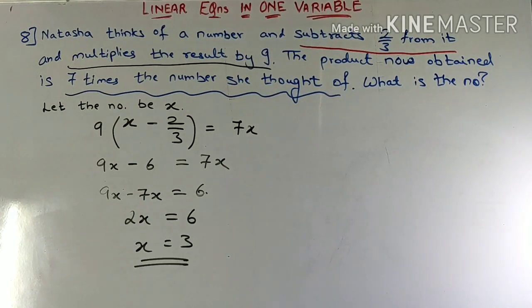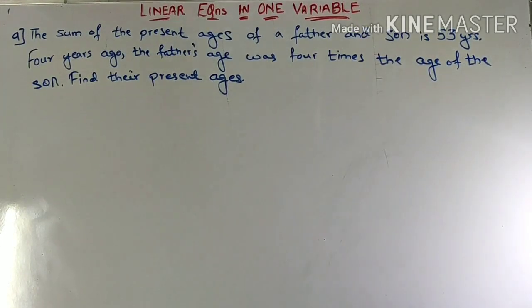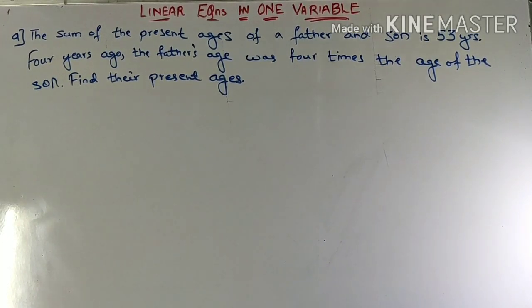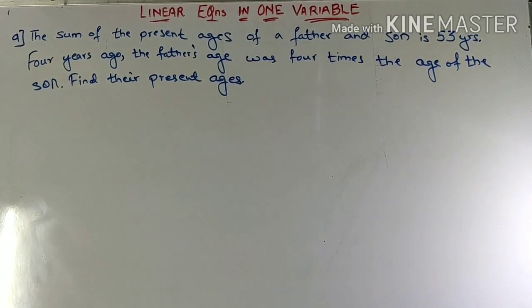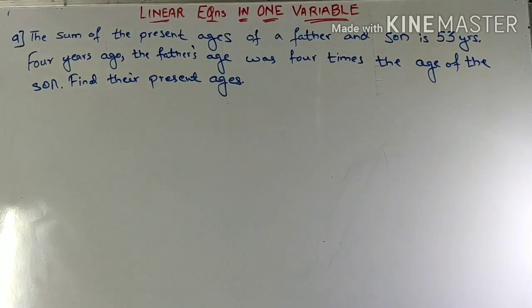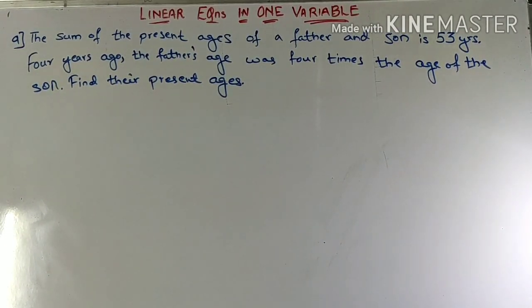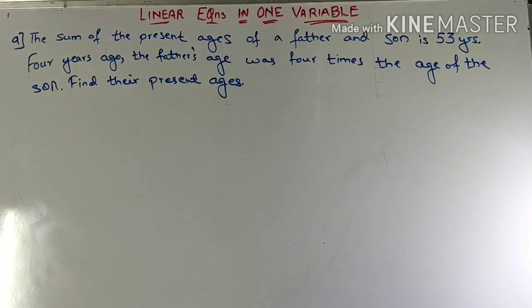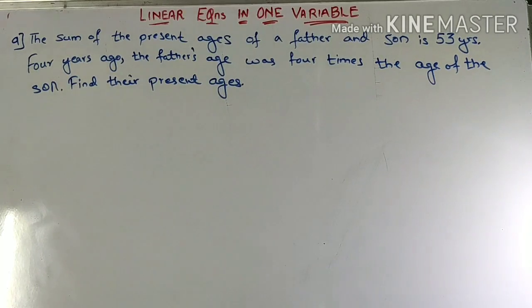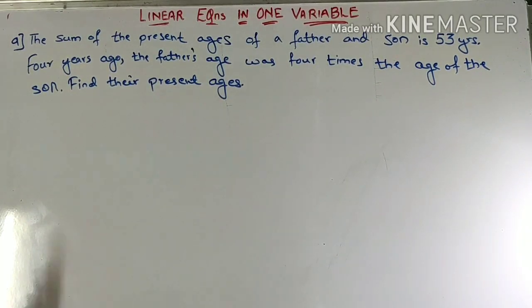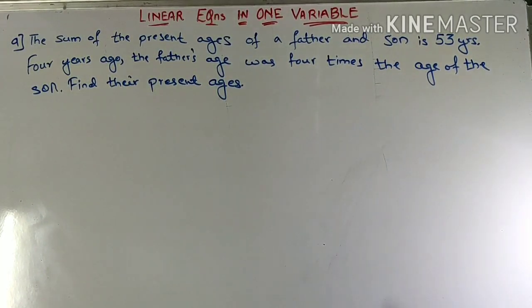Let's move to the next question. The sum of the present ages of a father and son is 53 years. 4 years ago, the father's age was 4 times the age of the son. Find their present ages. So in such kind of problems, remember two things, that we are solving equation in one variable, so we cannot have two different variables for father's and son's age.